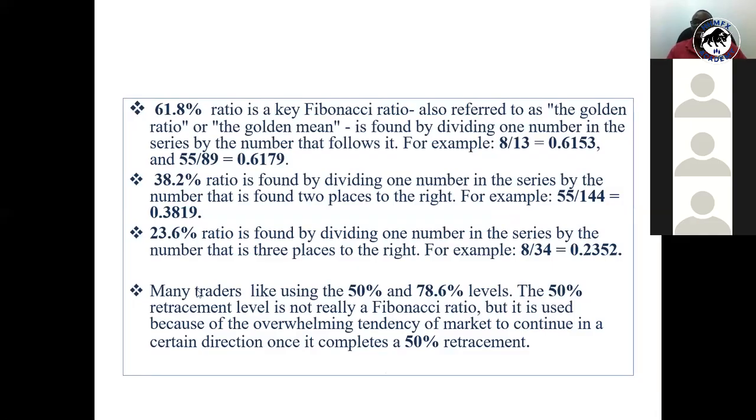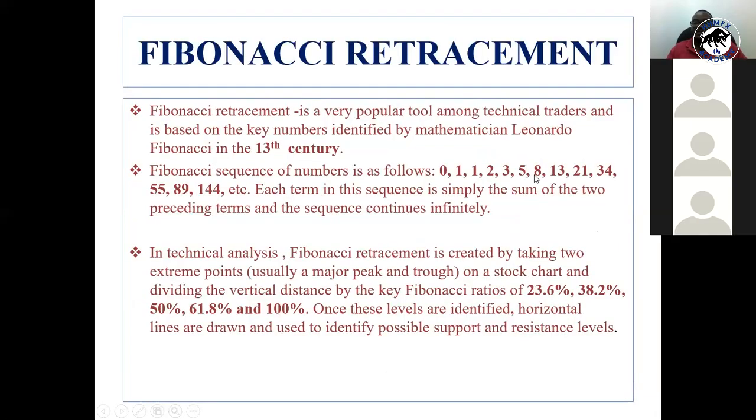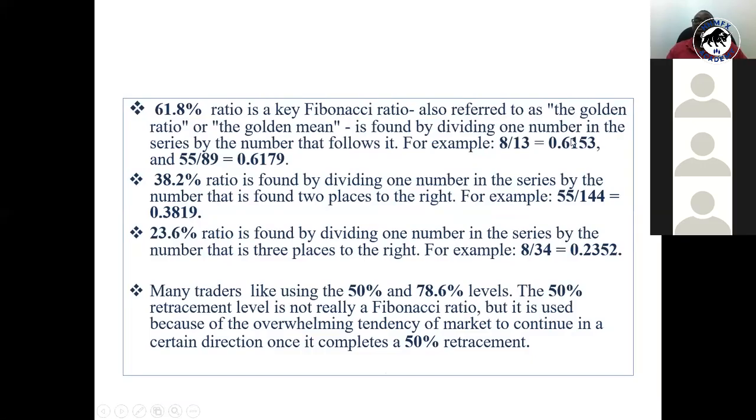For example, in the series, if you take 8 divided by the number that follows, 13, you just get this number, 0.6153. And if you find the ratio of it, if you multiply it by 100%, you get 61.8.